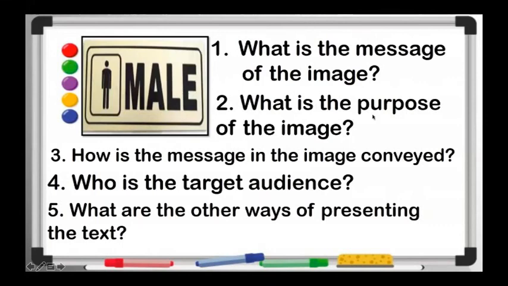Next, we also have what we call how the message in the image is conveyed. So when we talk about how the message in the image is conveyed, what are the things that were used to create the image? What were the words that were used? What were the images used to depict the image?